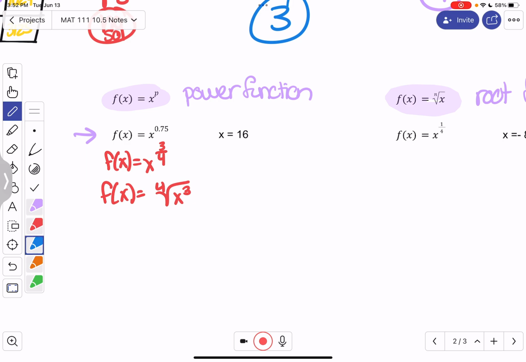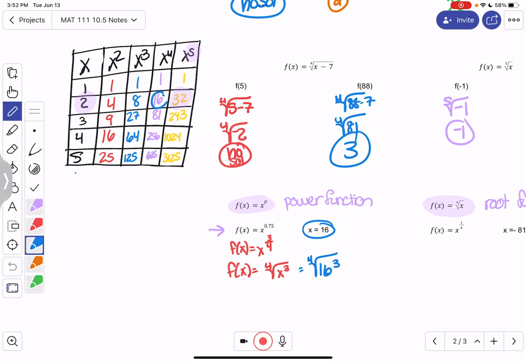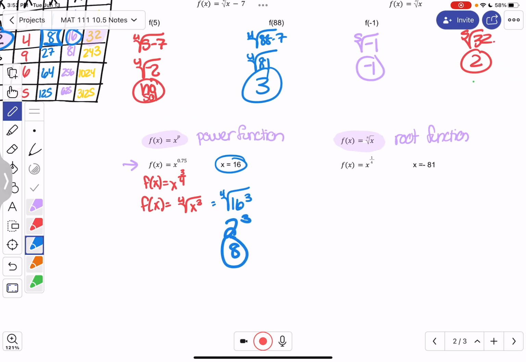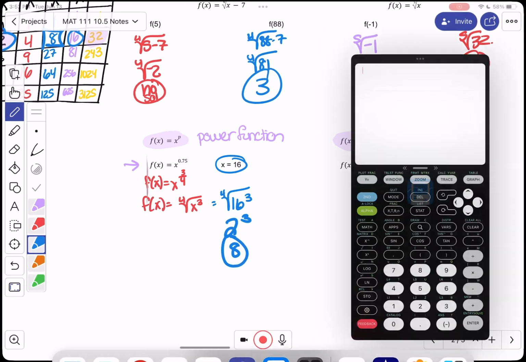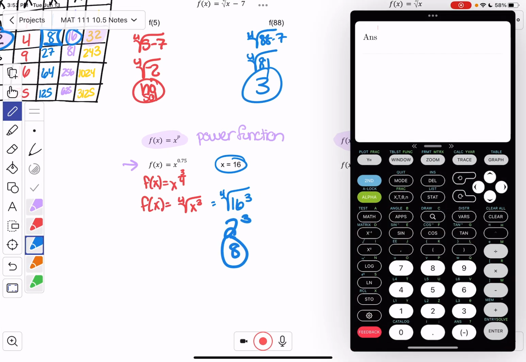Then, if we were going to do that, we'd plug 16 in for x. So the fourth root of 16 to the third. Use our table. Fourth root of 16 is 2. And 2 to the third is 8. You also can plug this right into the calculator. This little caret button over here under the clear sign brings it up to an exponent. So if we type 16 caret 3/4, we'd get 8. If I typed 16 caret 0.75, we get 8.